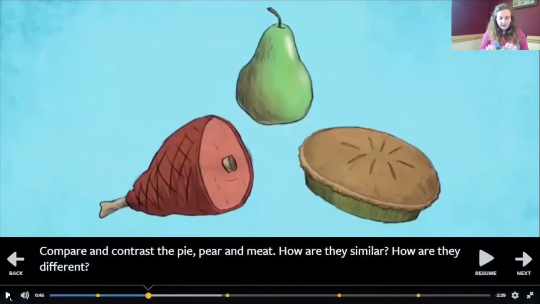All right, so in box number 2, so this third box here, but it's labeled number 2, you are going to compare and contrast the pie, the pear, and the meat. How are they similar? How are they different? So you're looking at this pie, the pear, the meat. See if you can decide one thing that those 3 things have in common, so a similarity, and then see if you can find one thing that's different. Go ahead, pause my video and record that in box number 2. Once you have it recorded, press play again.